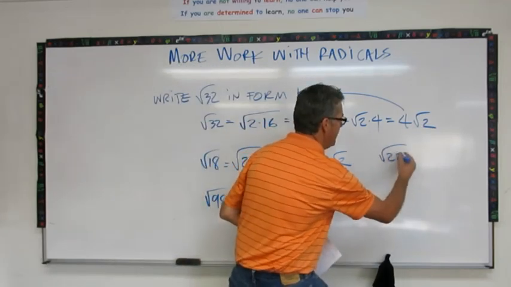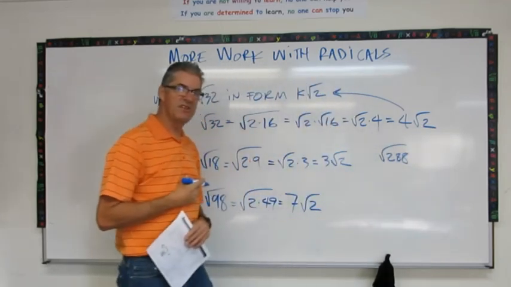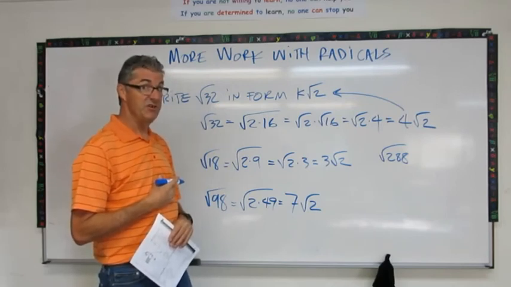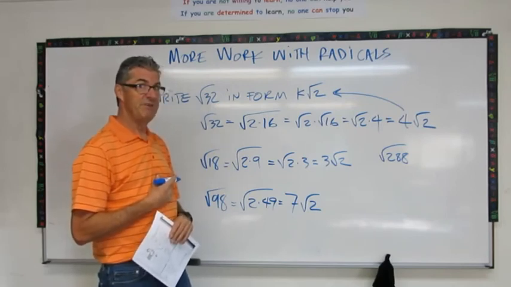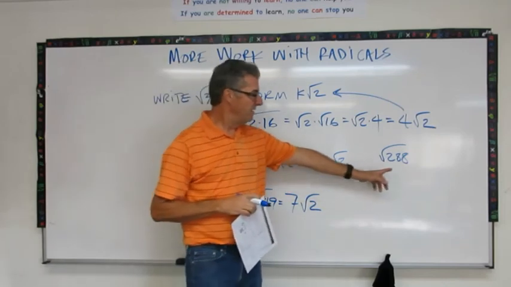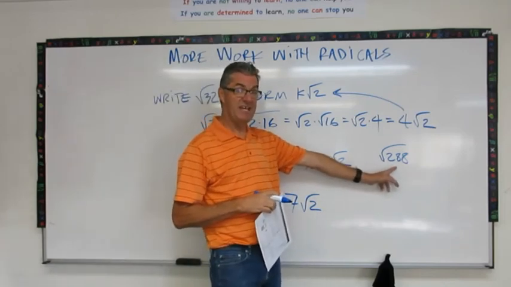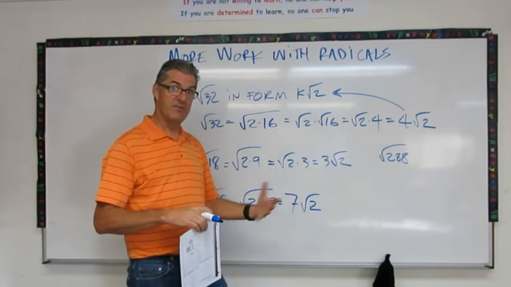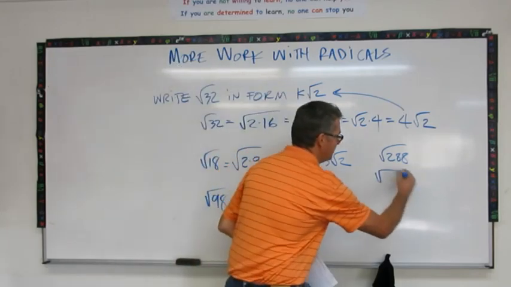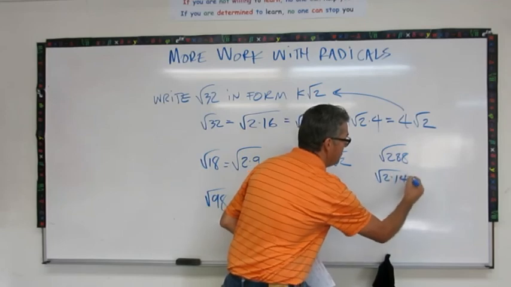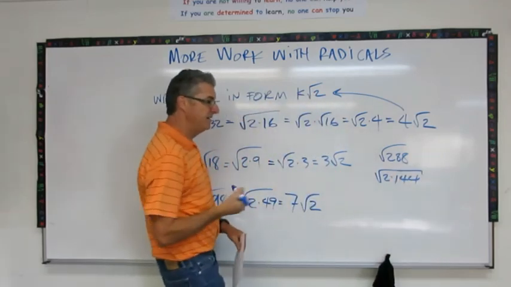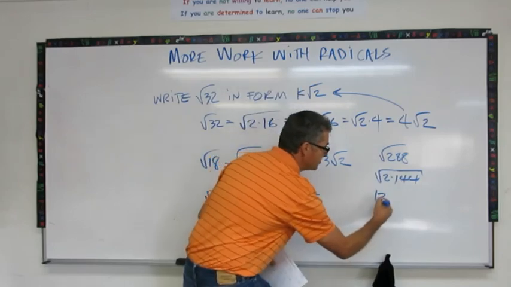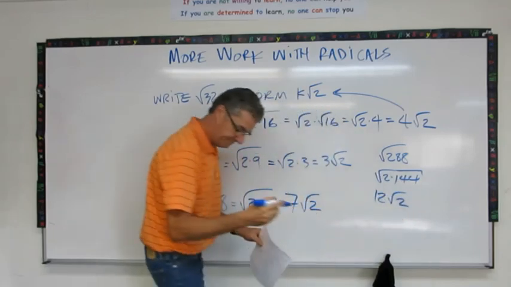Root 288. Oh my God, that's a ginormous number. It's actually not too bad when you see what you need to do. Pause the video. Okay, let's see how you did. What I noticed is that 288 is 2 times 144, and 144 is a perfect square. So I can write this as 2 times 144, like that. The 144, square root of that is 12, so this becomes 12 root 2.